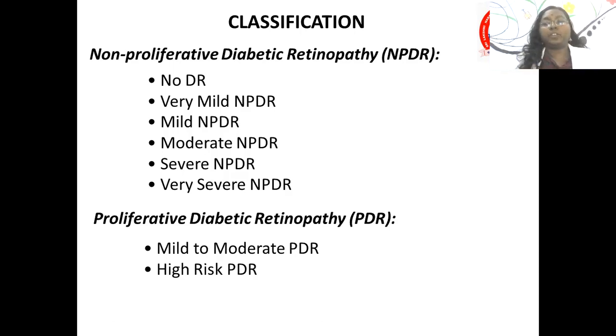Classification of diabetic retinopathy. Diabetic retinopathy is classified as non-proliferative diabetic retinopathy and proliferative diabetic retinopathy. Non-proliferative diabetic retinopathy is graded as very mild NPDR, mild NPDR, moderate NPDR, severe NPDR, and very severe NPDR. Proliferative diabetic retinopathy is further classified as early PDR and high-risk PDR.